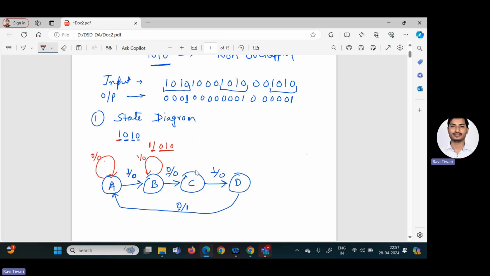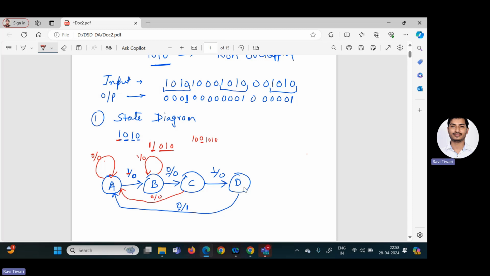Now if you are in the state C, it means we already have received 2 bits correct, and I was waiting for 1. If I get 1, I will move to the D state. But what will happen if I receive 0? 0 means complete loss of pattern, because again after this I require 1010 for the correct pattern. That means we have to initialize from the beginning, because now the pattern is lost, and here you will get 0/0.